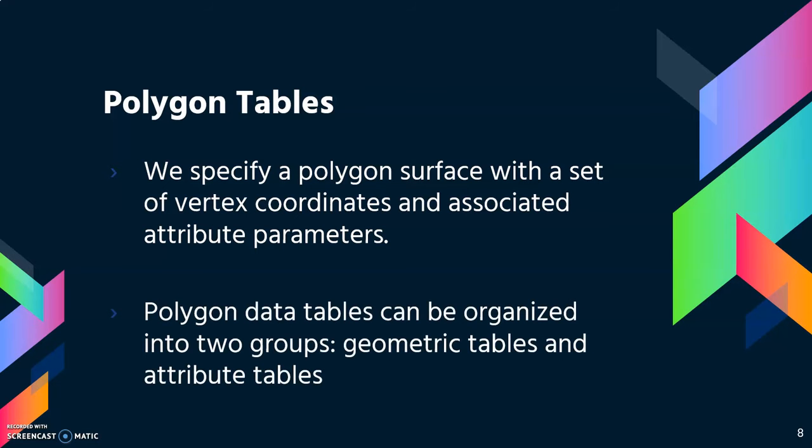Polygon data tables can be organized into two groups, that is geometric tables and attribute tables. So the geometric data tables contain vertex coordinates and parameters to identify the spatial orientation of the polygon surfaces. And the attribute table, or the attribute information for an object, includes parameters specifying the degree of transparency of the object and its surface reflectivity and texture characteristics.